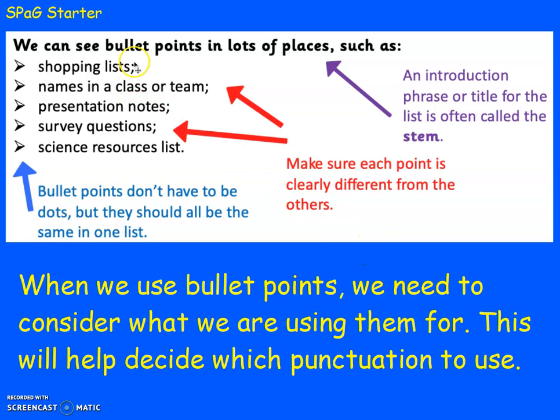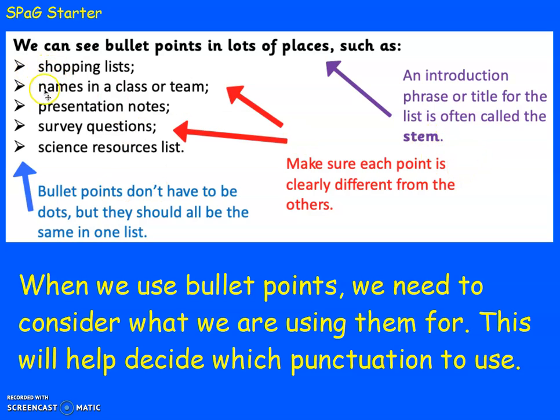So, shopping lists, names in a class or team, presentation notes, survey questions, science resources lists. Bullet points don't have to be dots, but they should all be the same in one list, so they've been used as arrows. Make sure each point is clearly different from the others, so names in the class and survey questions are obviously different. And an introduction phrase or title for the list, which is often called the stem.